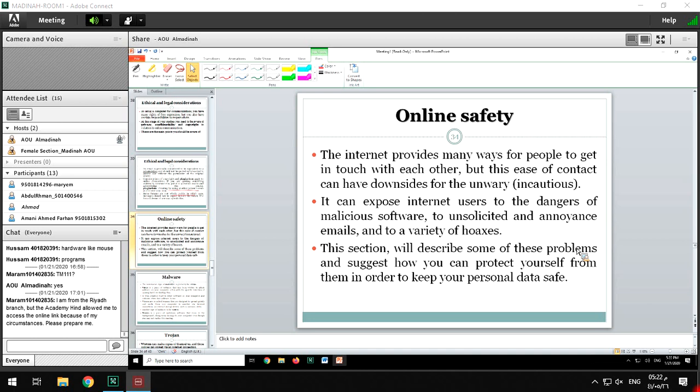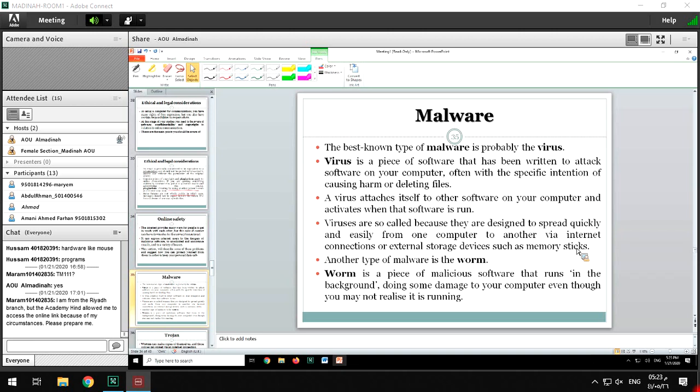So we'll talk about some viruses here, some hoaxes, or some spam messages that try to take our data. First, we talk about malware. The best known type of malware is probably the virus.